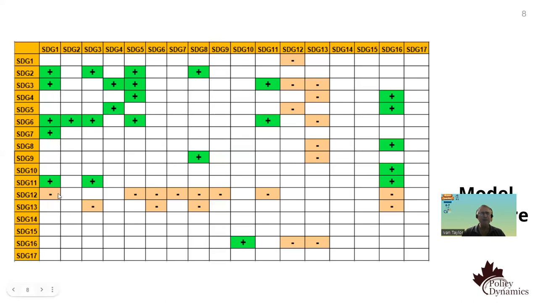The other thing I should mention is that the way the matrix works is that the rows are the causes and the columns are the effects. So it's a cause and effect relationship, where when one of the things in the rows changes, it causes a change, either positive or negative, in the SDG in the column.